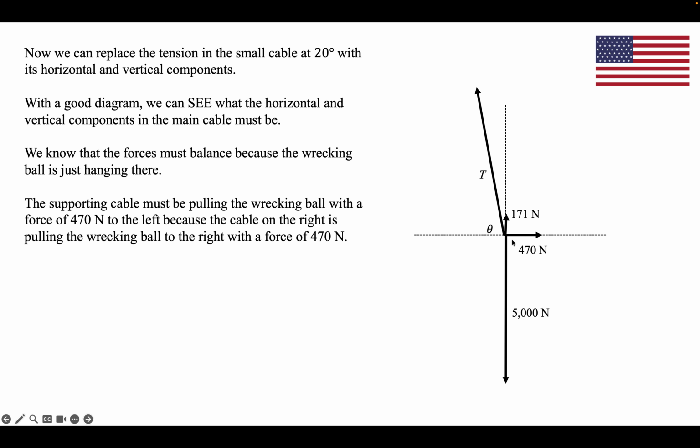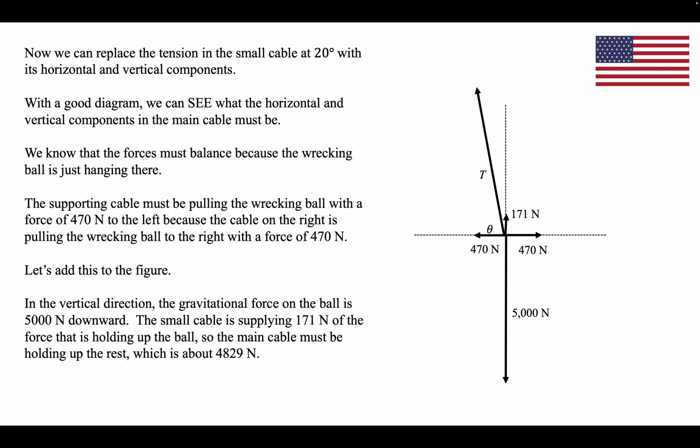So we have the tension in the side cable of 470 newtons to the right. Why isn't it going to the right? Well, it's the other tension. So this guy must be 470 newtons to the left. Let's put that on the diagram. They have to balance.